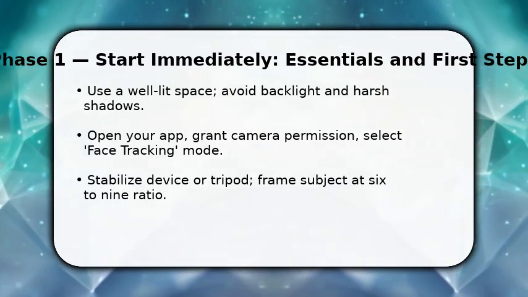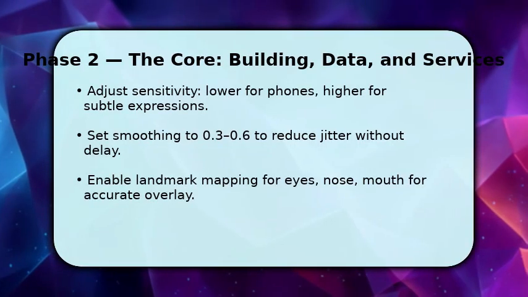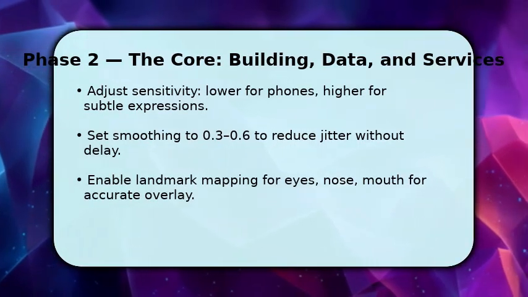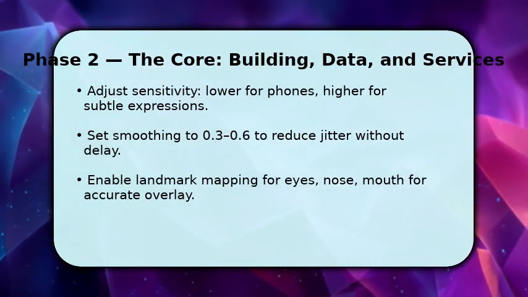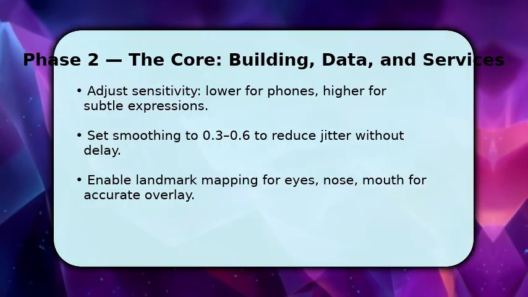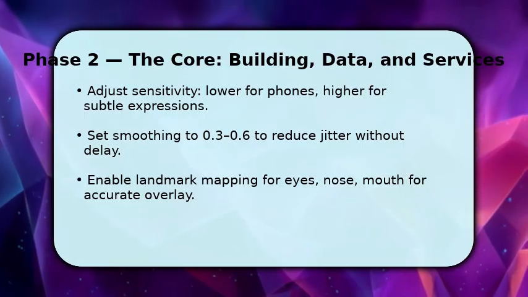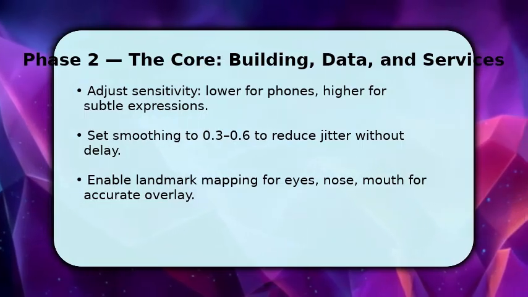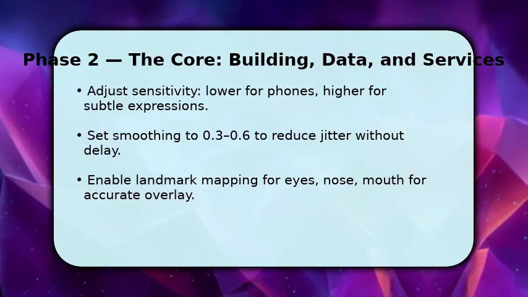Now refine the tracking parameters to balance responsiveness and stability. First, tweak sensitivity: reduce it on lightweight phones to avoid false positives, and increase it when you need quick reaction to movement. Then set smoothing between 0.3 and 0.6. This filters jitter but keeps motion natural.